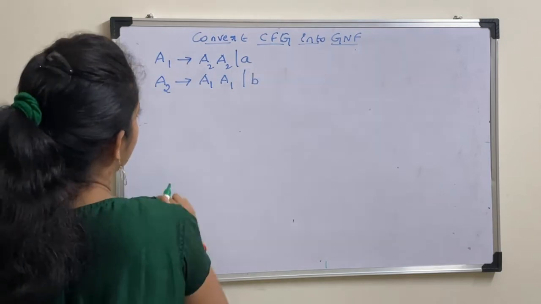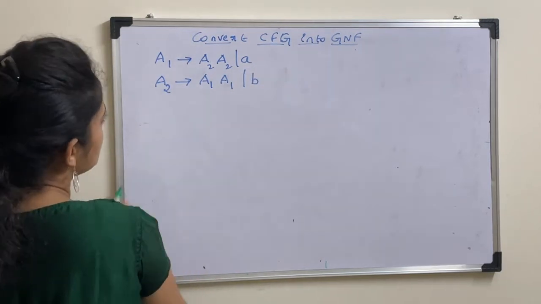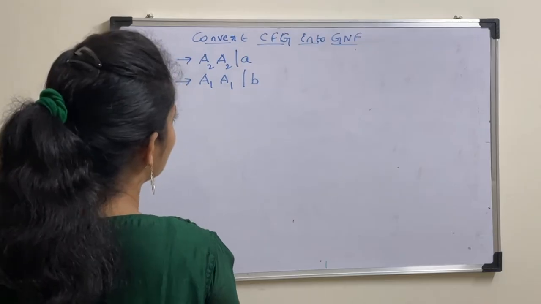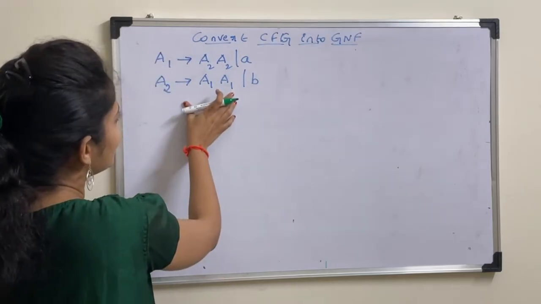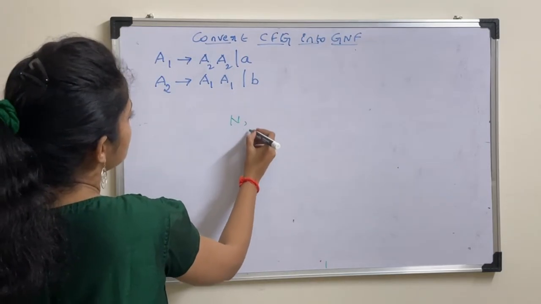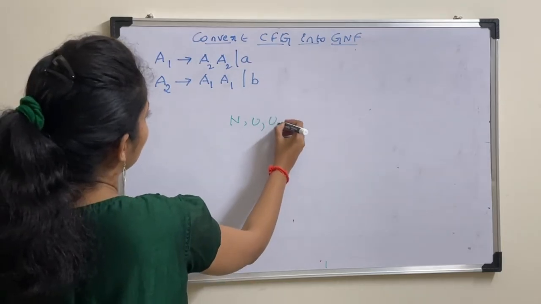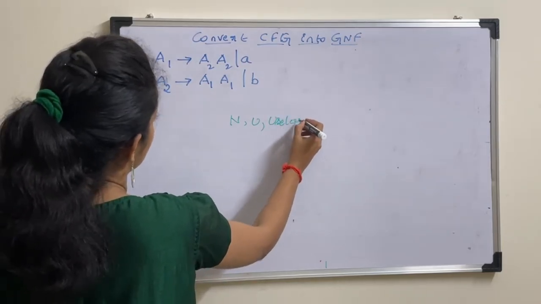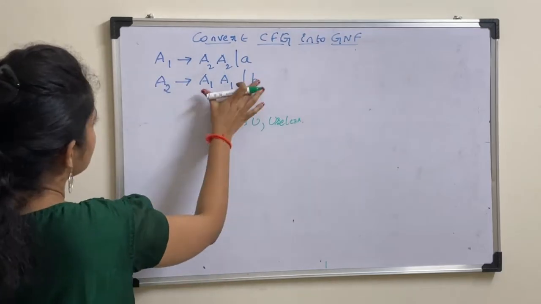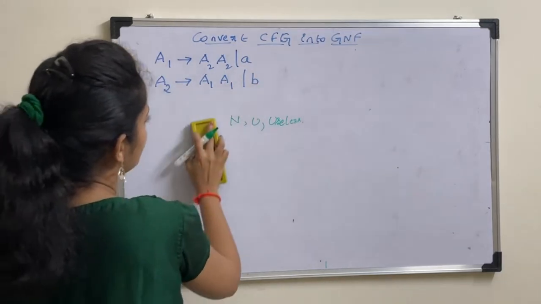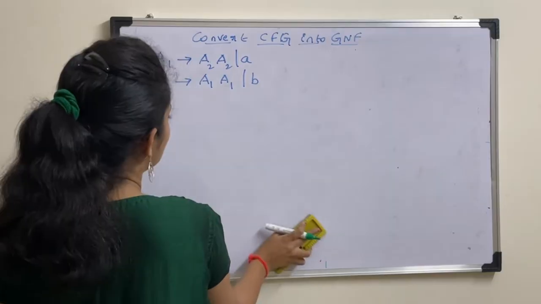CFG to GNF. So what are the rules? What is step 1? Step 1 is you must check whether the given grammar contains any null productions, unit productions or any useless productions or symbols. This grammar does not have any such production, so you can move to step 2.